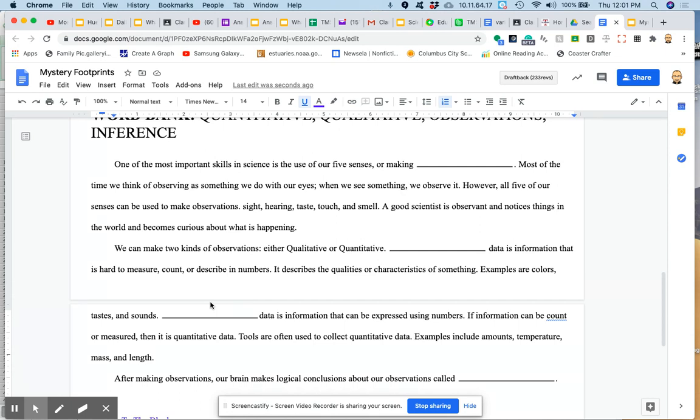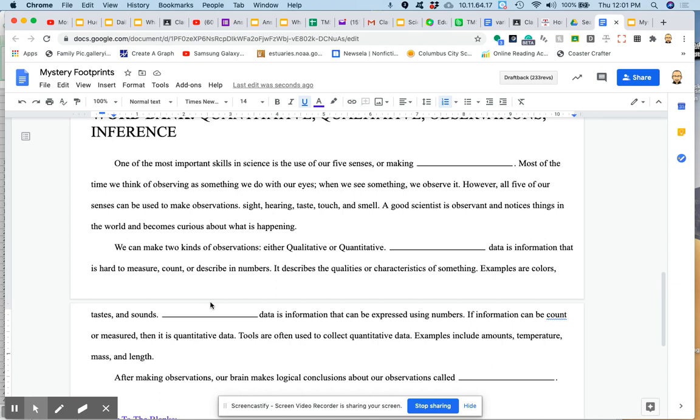One of the most important skills in science is the use of our 5 senses, or making observations. Most of the time we think of observing as something we do with our eyes. When we see something, we observe it. However, all 5 of our senses can be used to make observations: sight, hearing, taste, touch, and smell. A good scientist is observant and notices things in the world and becomes curious about what is happening.